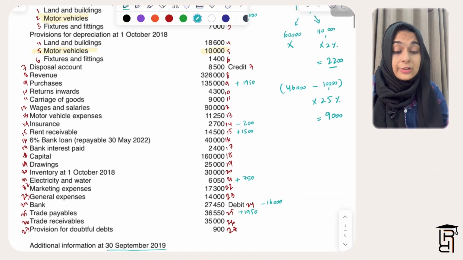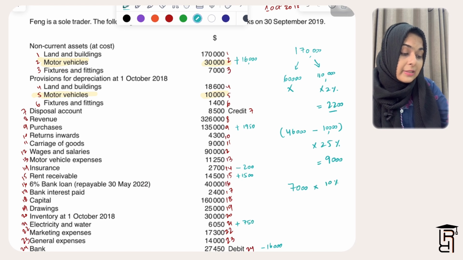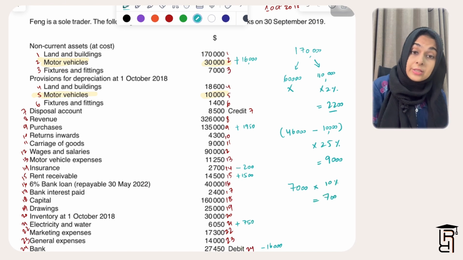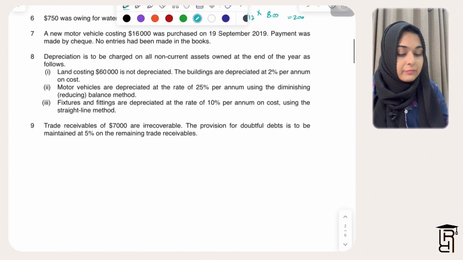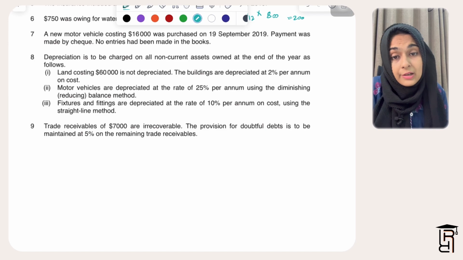In the next point, they are saying fixtures and fittings are depreciated at the rate of 10% per annum on cost using the straight line method. So for the straight line method, cost is 7,000, and your percentage here is 10%. So 7,000 into 10% is 700. So fixtures and fittings depreciation is 700 in this case.